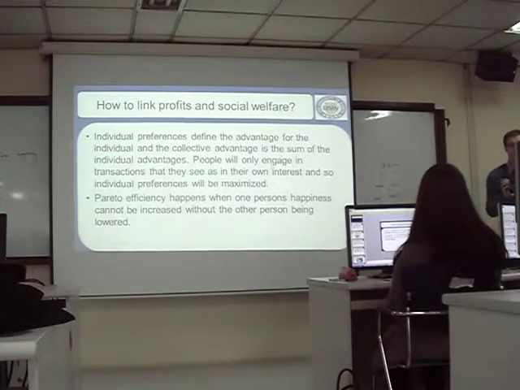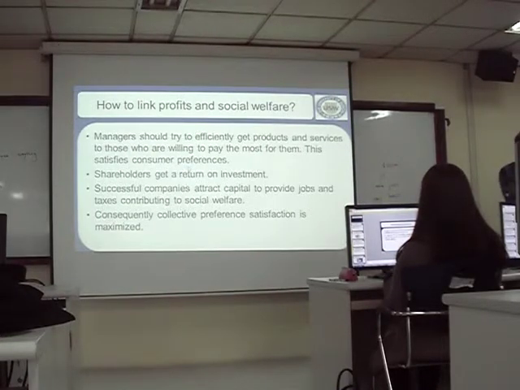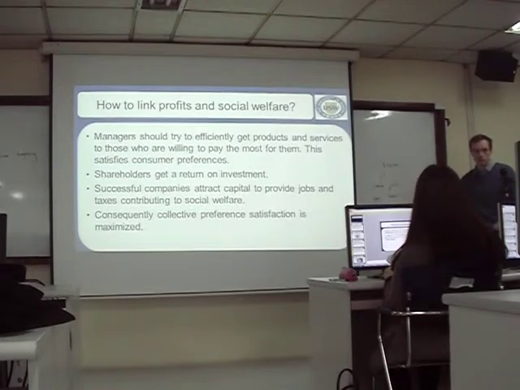If people act in their own interest, Adam Smith said, if the candle maker and the butcher and the baker all act in their own interest, try hard for themselves, then it's better for society. Okay? Do you understand that idea? Okay. So they use this idea for the companies too.